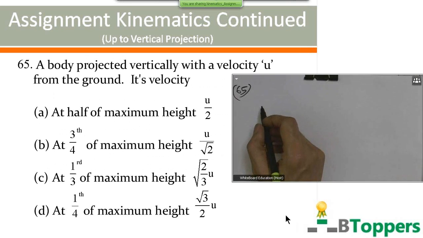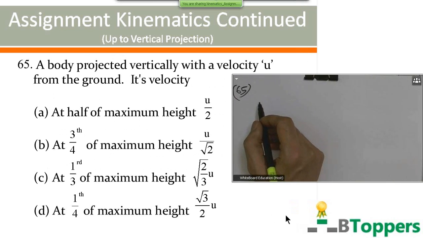See question number 65. A body is projected vertically with a velocity u from the ground. You are given 4 statements A, B, C, D. You have to see which of them are correct. I will do the calculation for one of the parts. The other parts you can try to do yourself.